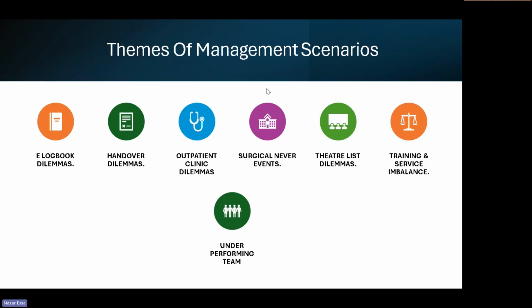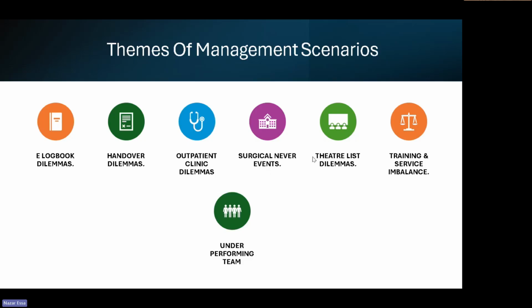And most of the time, because they will make it a little bit complex, they will combine more than one category in one scenario. For example, you have a logbook dilemma and then training and service imbalance in the same scenario. So it's very important, while you're practicing with your colleague, to make a structure or plan of action: what to do in case of logbook dilemmas, what to do if your case is about a busy outpatient clinic where the consultant left you alone to deal with very complex cases, and what will be your approach.